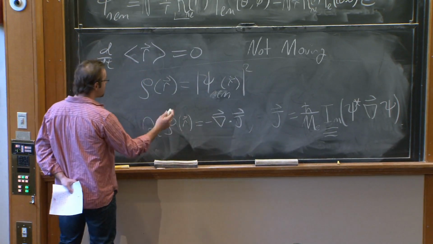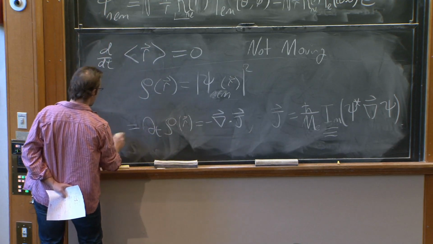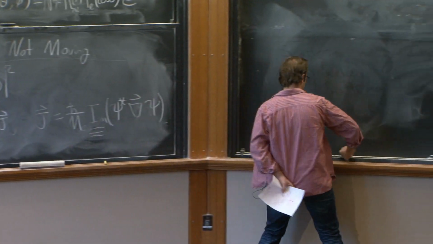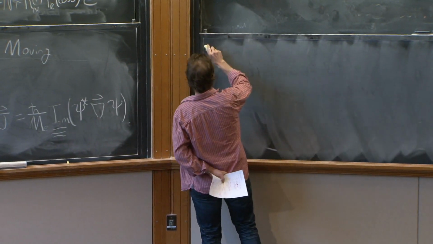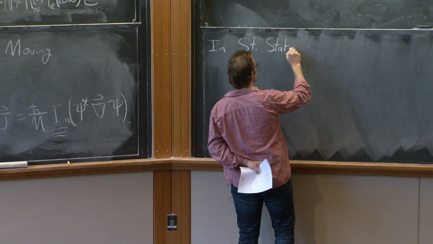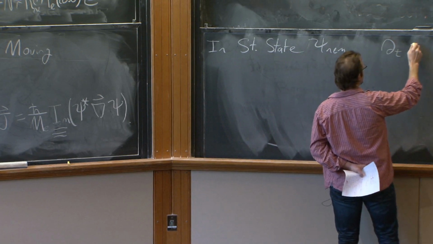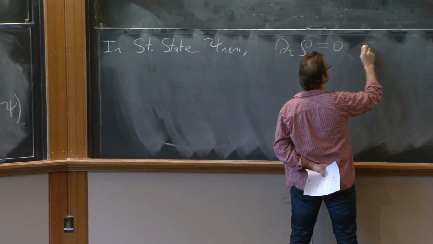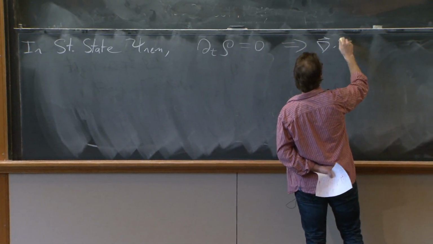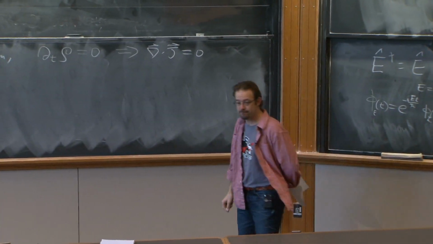So in our system, for an electron in this state in the Coulomb potential, the time rate of change of the probability density, let me actually do this over here. In the stationary state psi NLM, the time rate of change of the density is 0. And this tells us, by the conservation equation, that the divergence of the current is also 0. Does that tell us that the current is 0? Right. So what's the current?